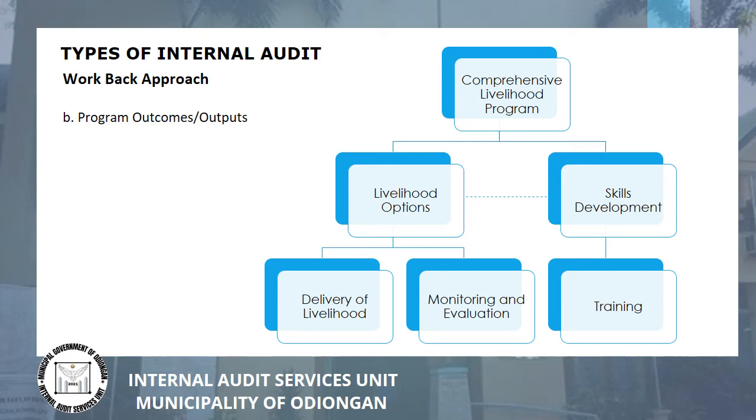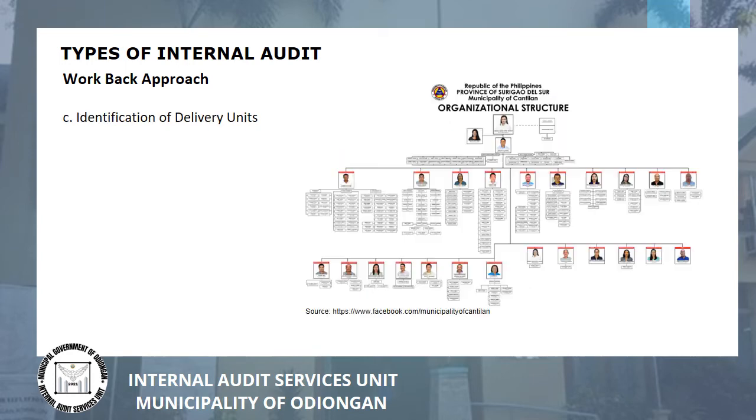Our example here is the Comprehensive Livelihood Program, the objective of which is to provide support to various groups and or individuals who may need it for them to recover from the economic impact of the COVID-19 pandemic. Down to the provision of livelihood options, the LGU offices and departments have their projects, in which skill development is included, down to specific activities such as the implementation of livelihood, monitoring and evaluation, and conduct of training.